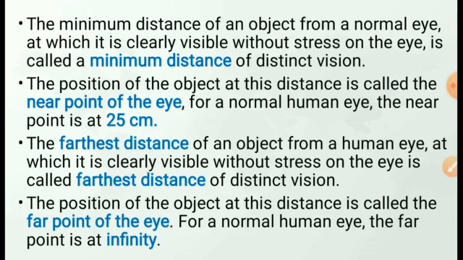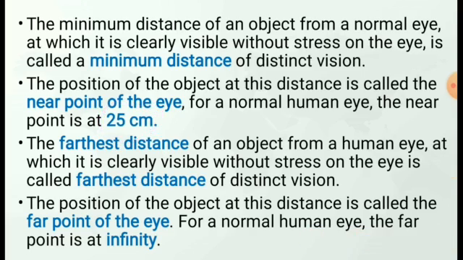The minimum distance of an object from a normal eye at which it is clearly visible without stress on the eye is called the minimum distance of distinct vision. The position of the object at this distance is called the near point of the eye. For a normal human eye, the near point is at 25 cm.